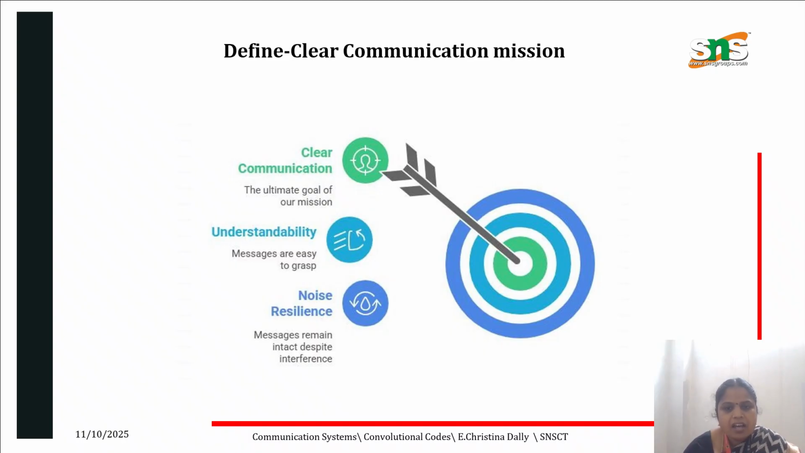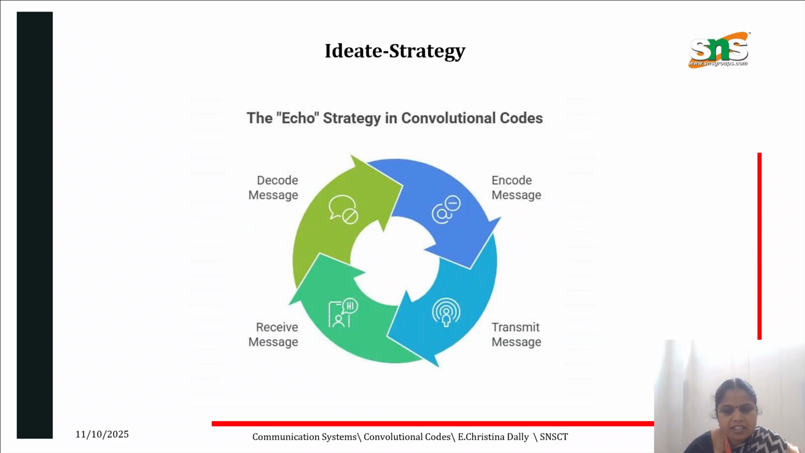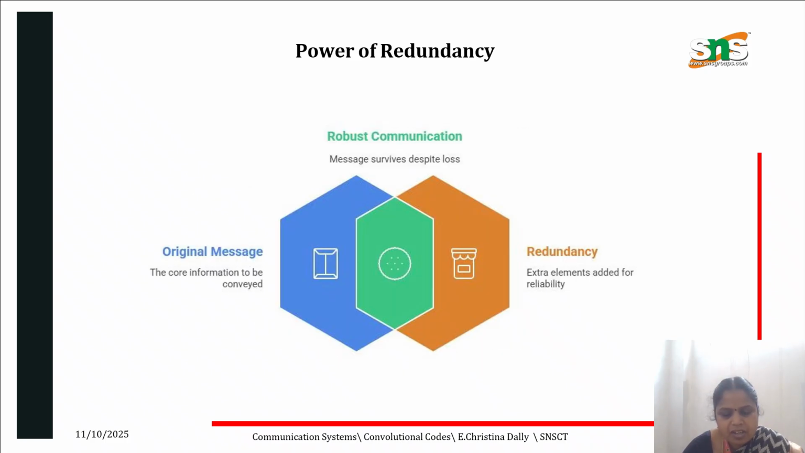So these are all the things we are defining as the ideate strategy. In the ideate strategies, we have four processes: encode the message, transmit the message, receive the message, and finally decode the message. In this slide, we are encoding the data and decoding the data. What happens when we encode the data while transmitting? This is what we have to take, the ideas in convolutional codes.